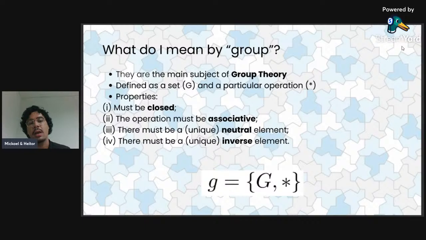There must be a neutral element, that is an element that when I operate it with some element A, I return just the element A. And I must have an inverse element. That is, when I multiply, let's say, A with the inverse of A, it returns to me the neutral element that I defined in the third property. And that's it, just the formal way of defining a group.